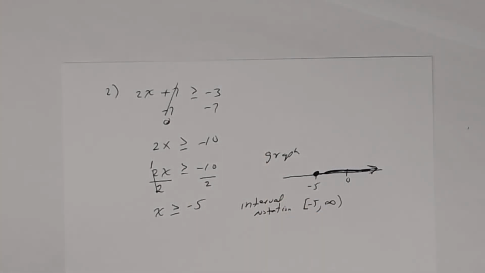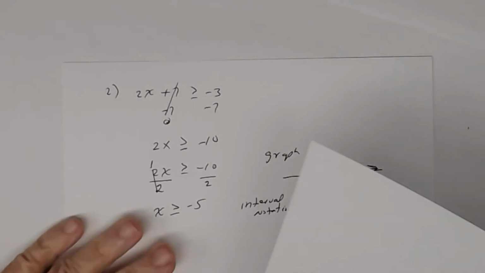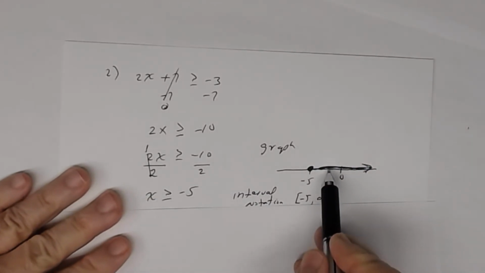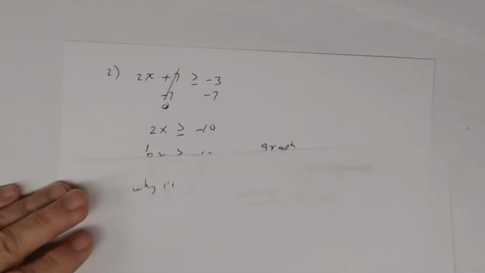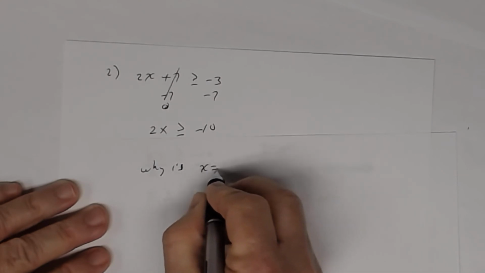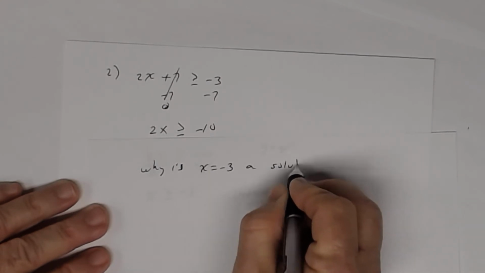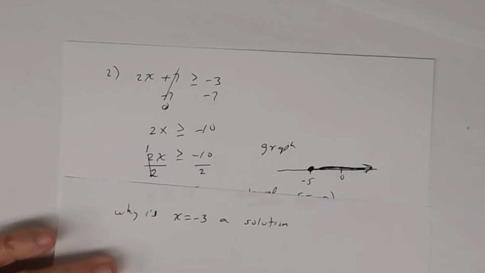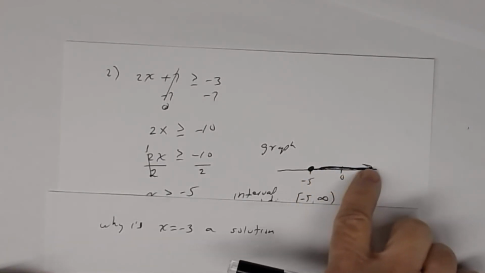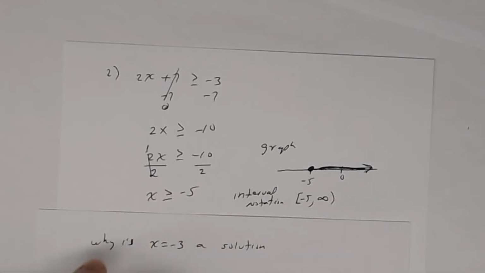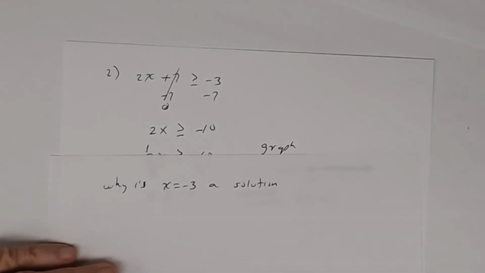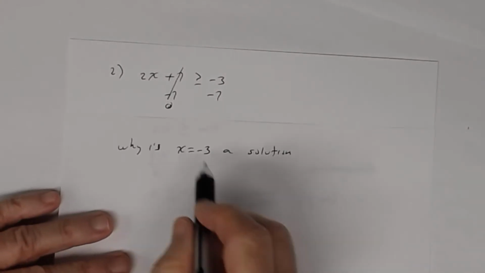And you can check a few. Let's check and see why negative 3 is a solution. Negative 3 is shaded, right? Negative 3 is about here. Notice there's an infinite number of solutions, which is why you shaded. You can't list them all, so you graphed it and wrote it in interval notation. This is my inequality notation right there. So let's see why x equal negative 3 is a solution. Always go back to the original.